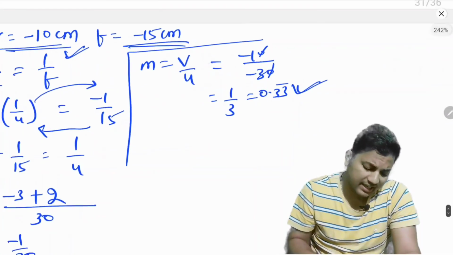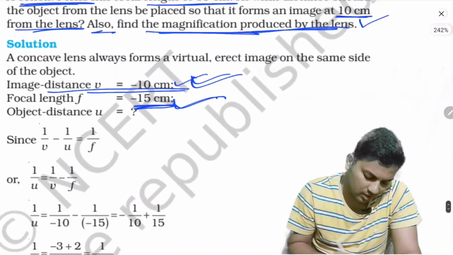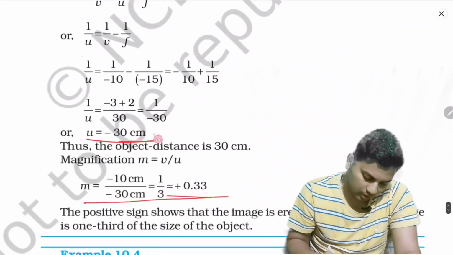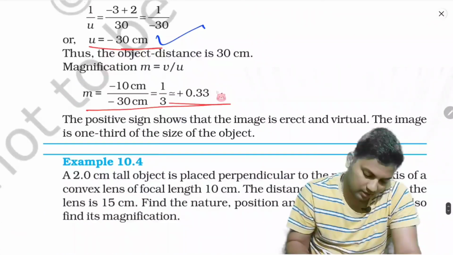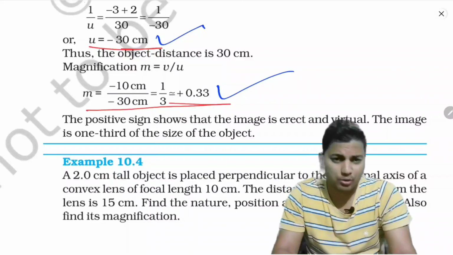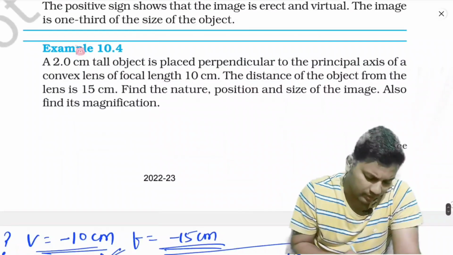Now, is there anything else asked in the question? Let's check it. Find the magnification produced by the lens. Okay, so our answer is solved, and we got u equal to -30, it's correct, and m equal to +0.33, that's also correct. So next, move on to the next question, that is example 10.4.